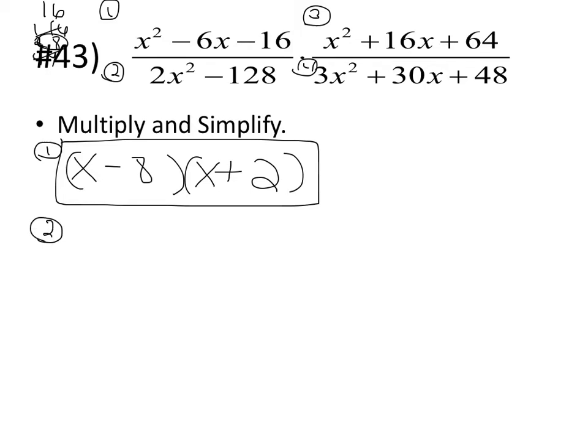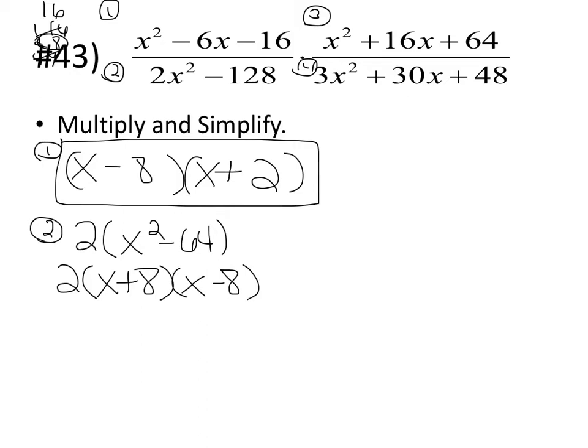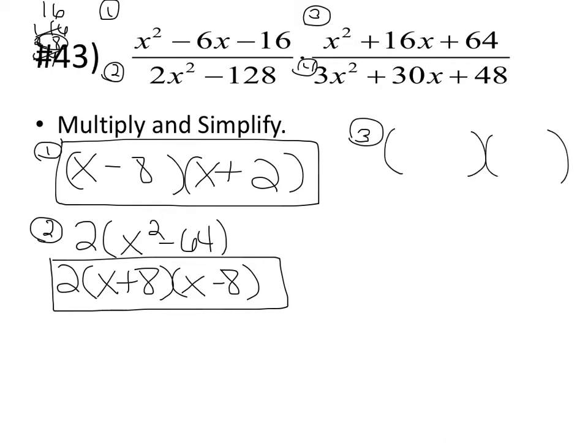I've got number 2 here. I'm going to factor out a 2, leaving behind x squared minus 64, which is difference of squares. So you have x plus 8 times x minus 8. You have to notice difference of squares. We're going to see it a lot. Then number 3, you're just going to do regular everyday factoring.